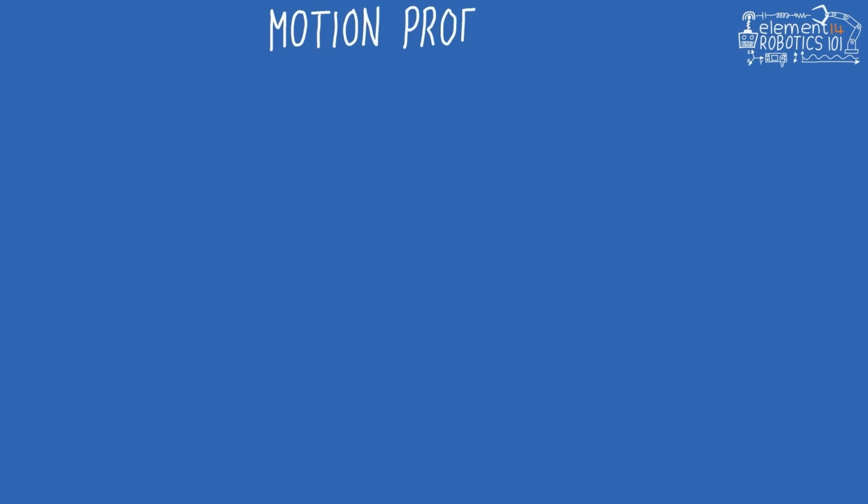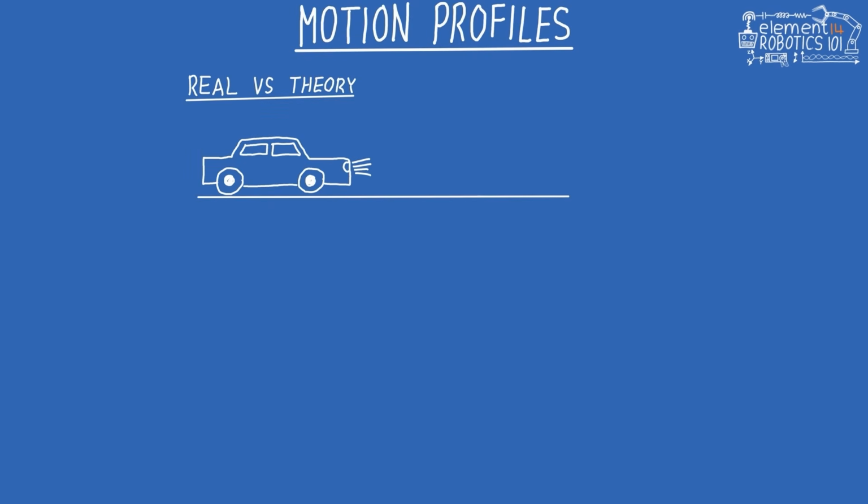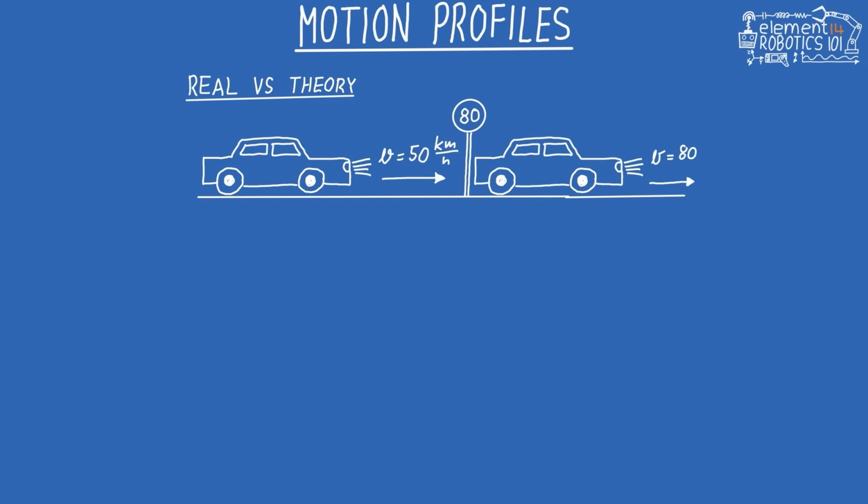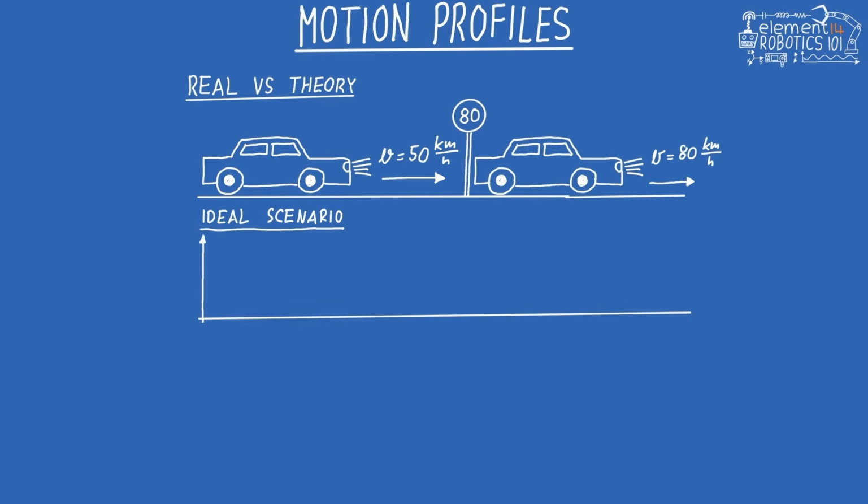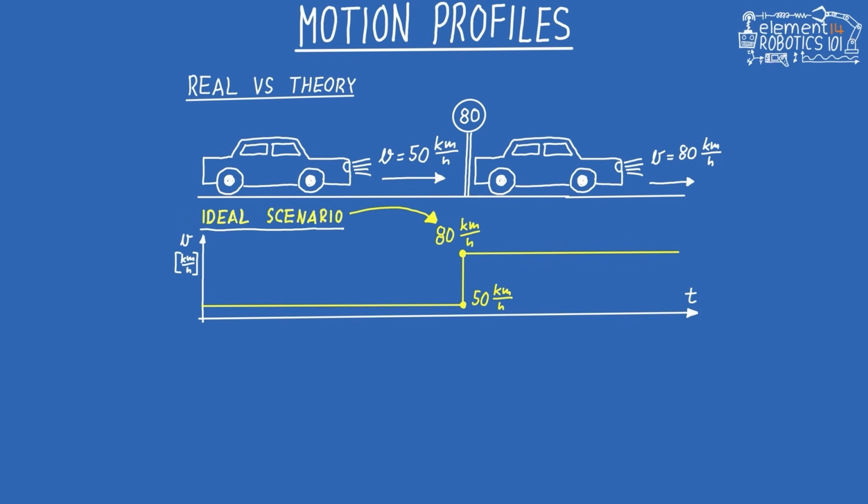We've seen how PIDs work, but to get true precise control, we have to bridge the gap between pure math and physical reality. Let's use a relatable example, driving a car. You're cruising at 50 km per hour and pass a speed limit sign for 80. In a purely theoretical ideal scenario, your speed would instantly jump from 50 to exactly 80 the millisecond you pass the sign. But we know that's not how reality works. You actually start speeding up gradually until you reach 80 km per hour and then you maintain that speed.